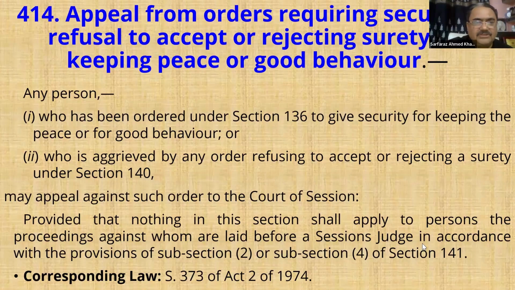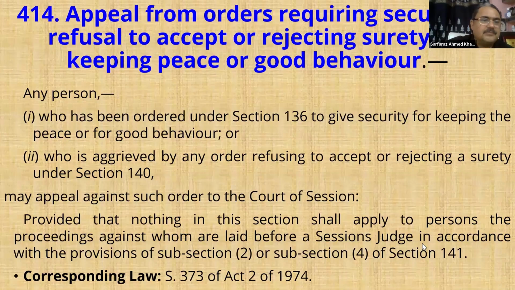Now we look at Section 414, which says: appeal from orders requiring security or refusing to accept or rejecting surety. That is, requiring security, or refusing to accept or rejecting a surety for keeping peace or good behavior. Remember, this chapter, which we have not discussed in the present series, specifically lays down the power of the executive magistrate to pass orders for security or surety for keeping peace and good behavior. So this section lays down the power of appeal against those orders.